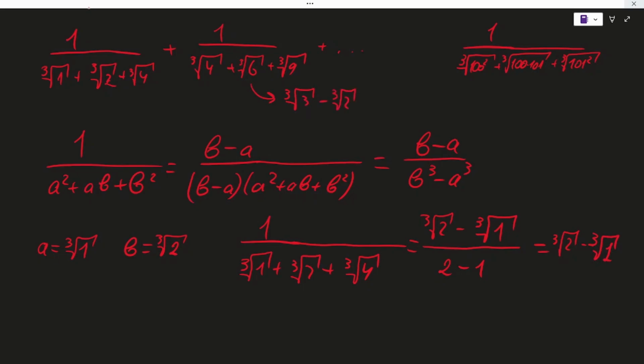And if you keep going like this, and we use the same idea as in the previous example, all of the terms will be crossed out, and we are left only with the first negative term and the last positive term, which clearly will be cubic root 101 minus cubic root 1, which is exactly 1. This kind of telescopic sum formula is very important even for international level Olympiads.